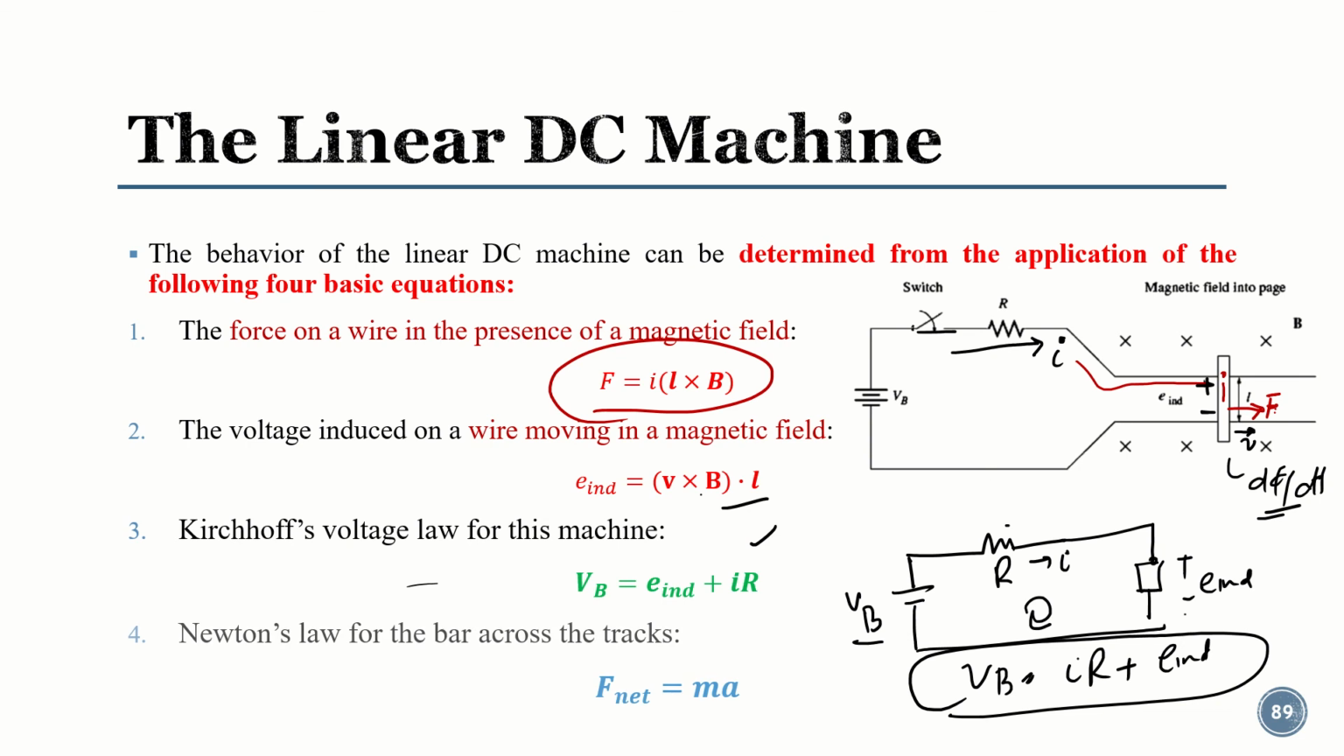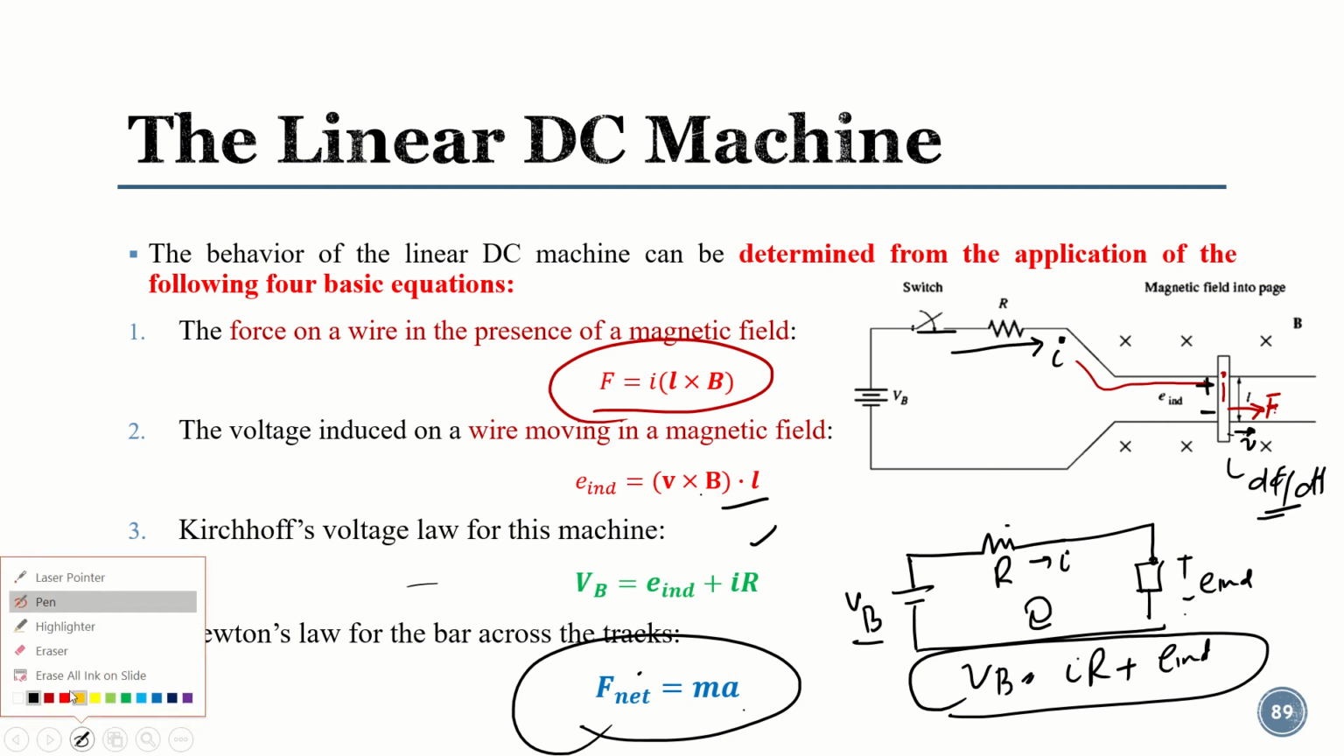And the last one is the force on the bar on the tracks. That will be the net force, which according to Newton's law is mass times acceleration. This bar is present on a track on which it is moving, so it will also experience some force. That will be our net force, mass times acceleration. These are the basic equations which determine the operation of the linear DC machine.